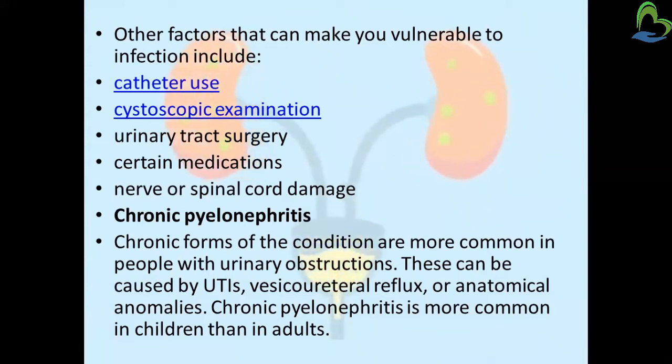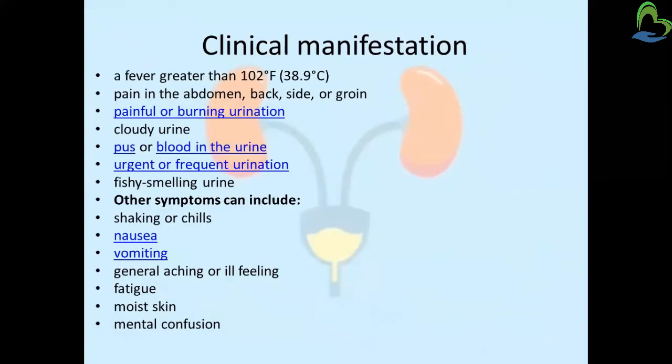Chronic pyelonephritis forms of the condition are more common in people with urinary obstruction. This can be caused by UTIs, vesicoureteral reflux, or anatomical anomalies. Chronic pyelonephritis is more common in children than adults.